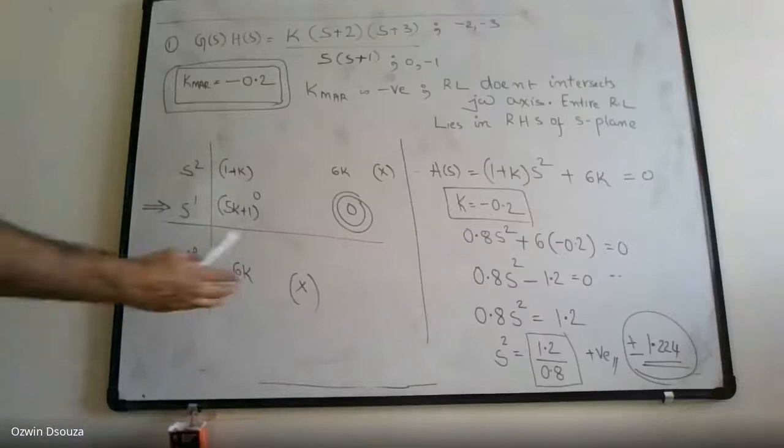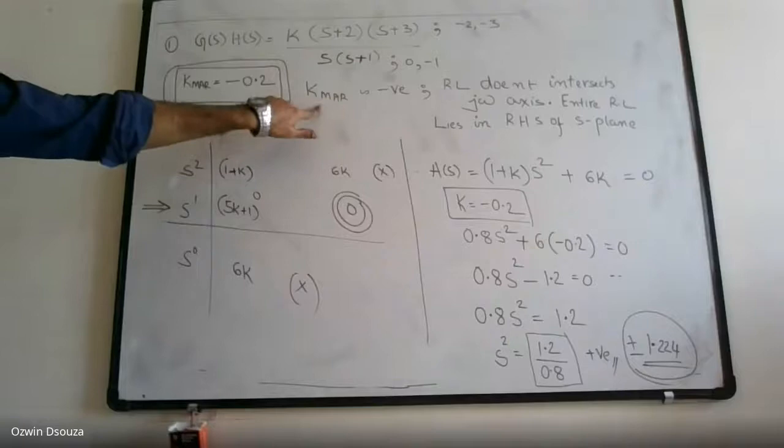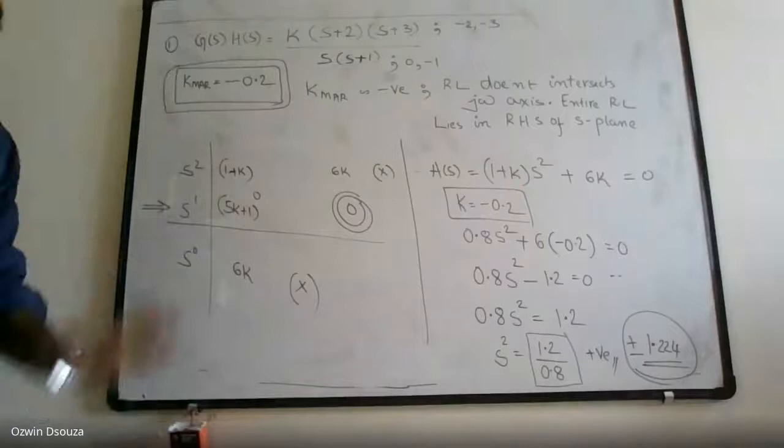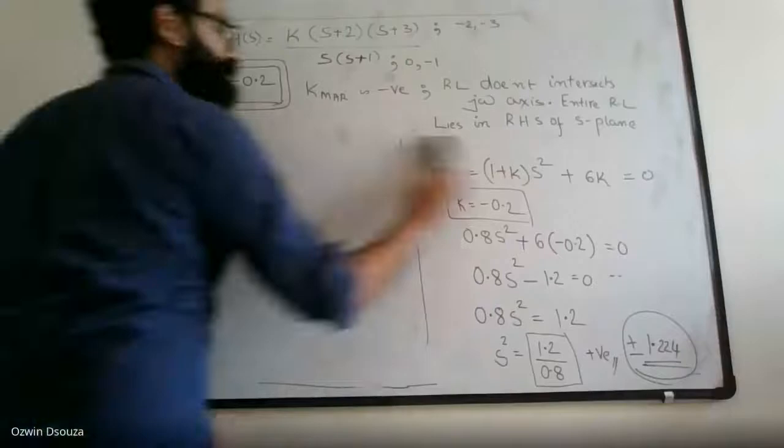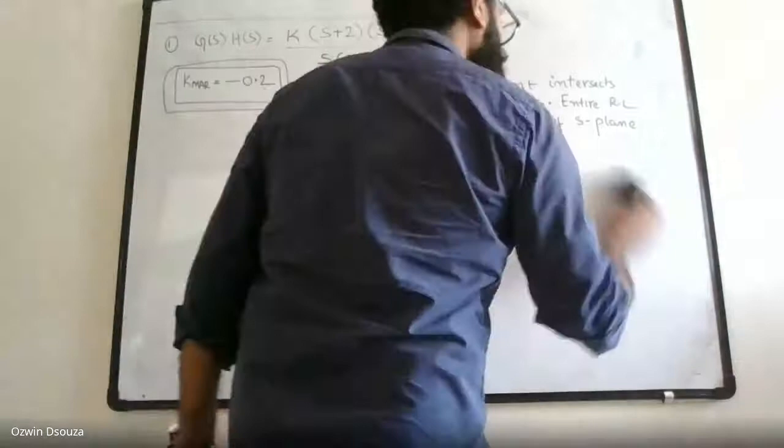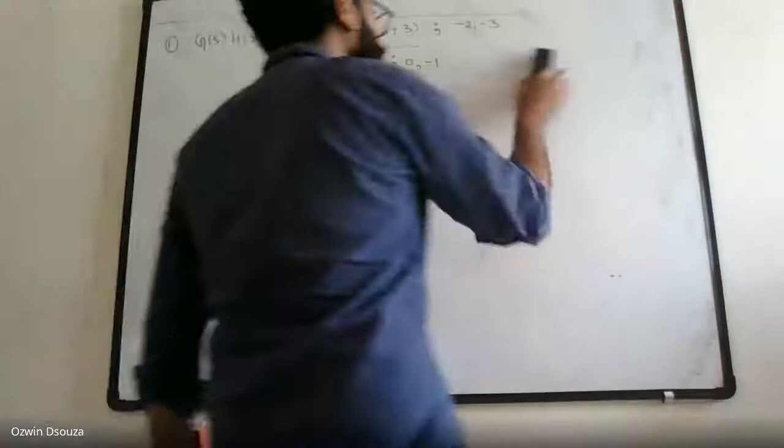This you need not show in your exam. The statement itself you can fill in, because if k marginal is negative, you will get real roots. But in order to get crossover, you must have imaginary roots. So imaginary roots you will get only when k marginal is positive. So from rule 7, you can say that the root locus never intersects the j omega axis. That means the entire root locus lies in the left half of the s plane.